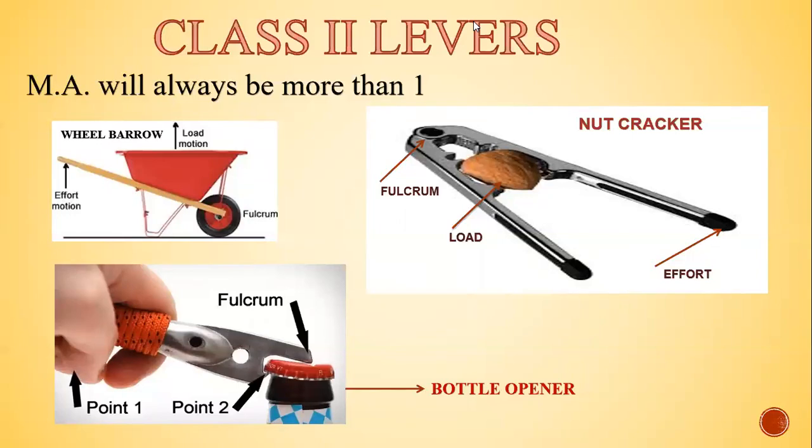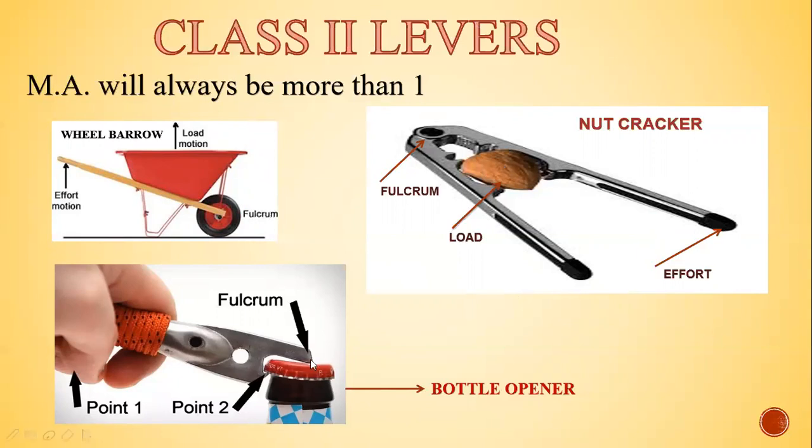Next example, we have this nutcracker. If you see the nutcracker, the nut which is acting as the load is in between the fulcrum and the effort. Here also, your load arm is shorter and the effort arm is longer. Therefore, you get mechanical advantage greater than 1.